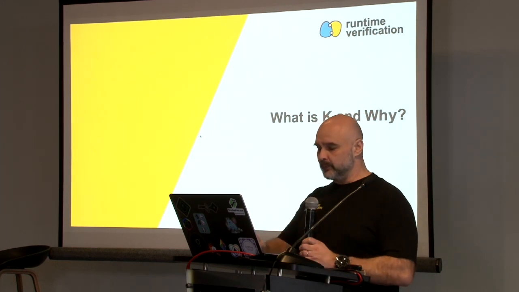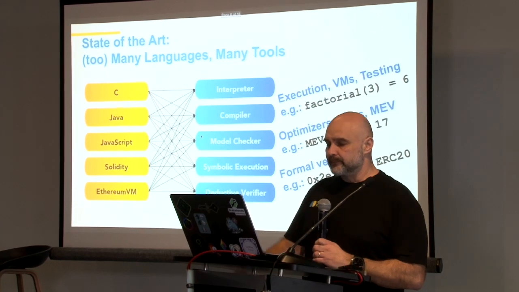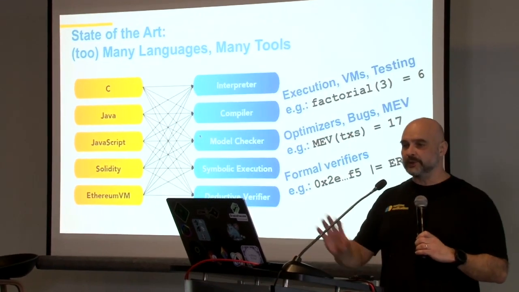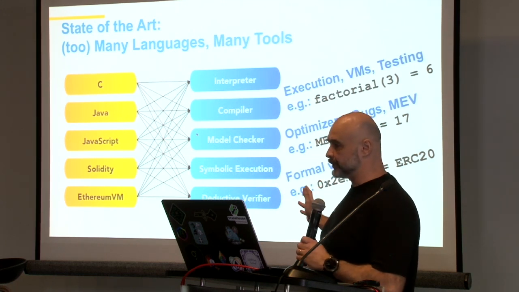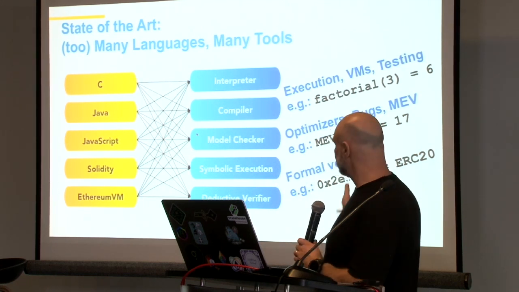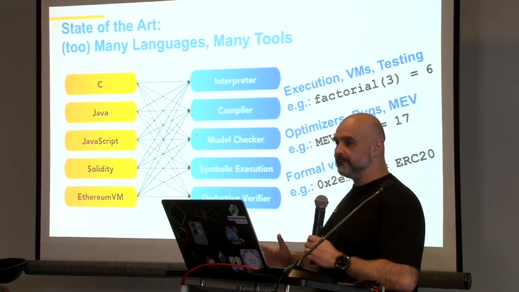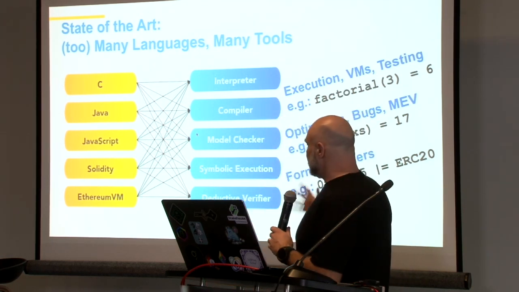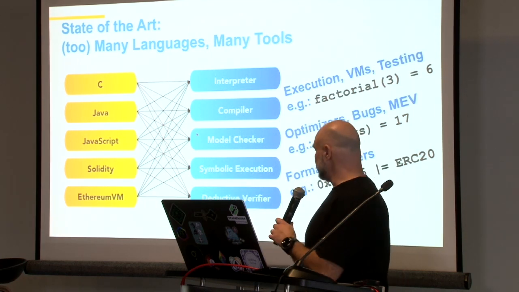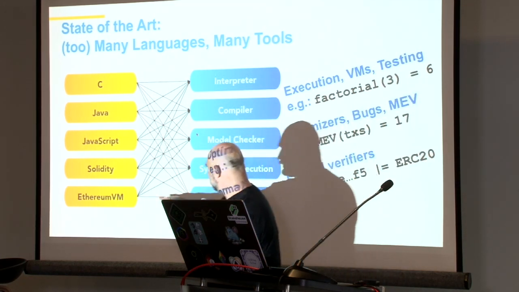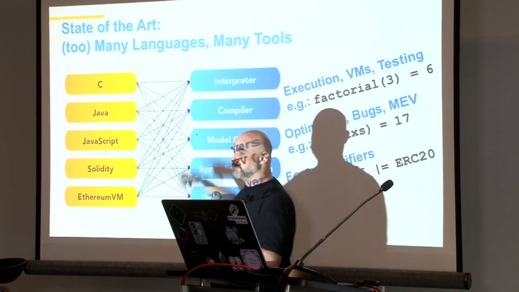Let me tell you briefly what K is and why we created it. So in the programming language field, we have lots of programming languages and lots of tools for them. And all these tools are useful for execution, for analysis, for formal verification. We have uses for all these tools. But the problem is that there are too many combinations of languages and tools. For example, let's see here, Ethereum interpreter. That's the EVM, an EVM interpreter.